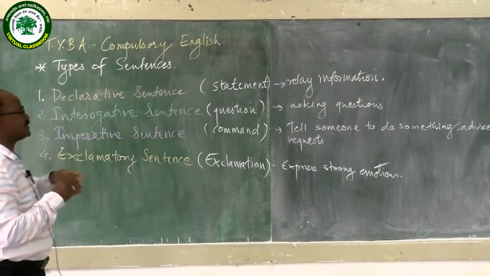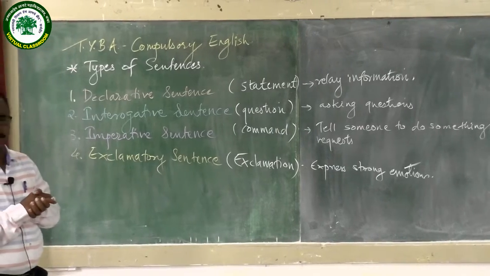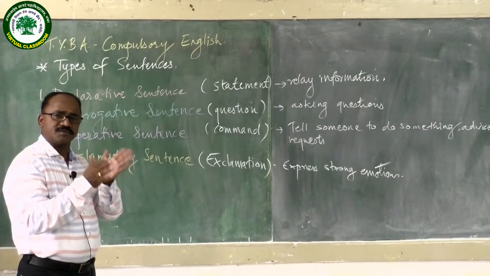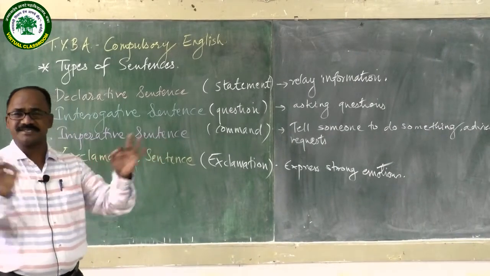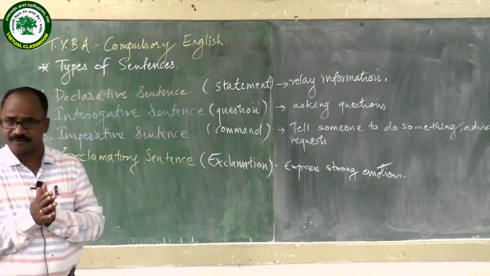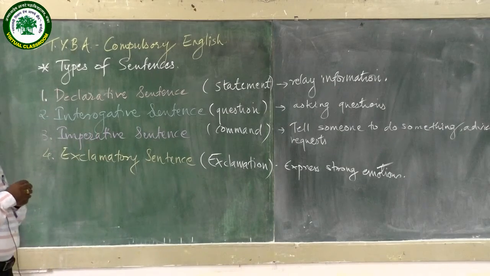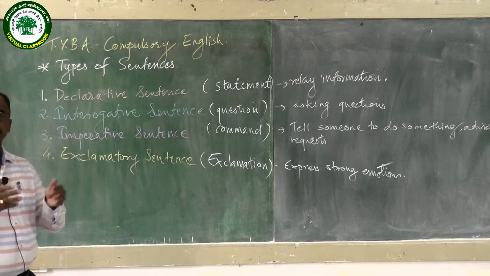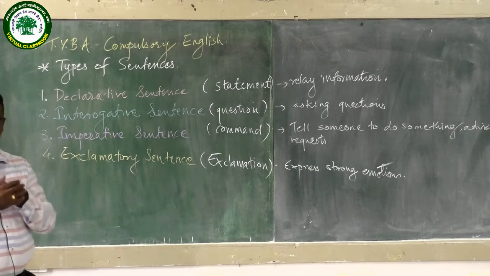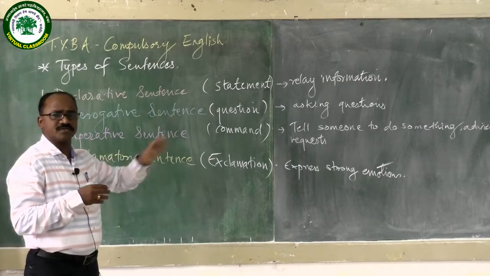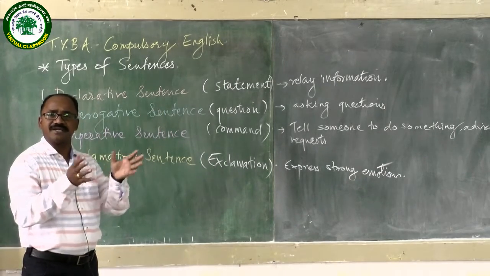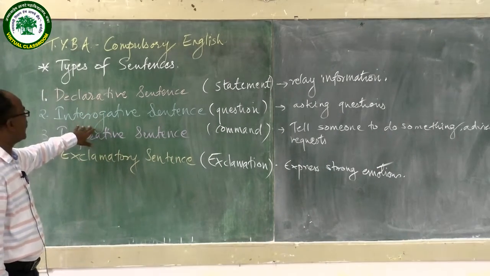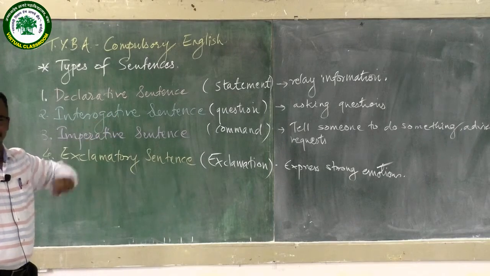Now, first sentence type is declarative sentence. As I told you earlier, this statement is used for making general statements, basic statements in English, like relaying information. Another sentence type is interrogative sentence, which is used for asking questions or clarifying doubts, and with the help of questions we generally ask information to the speaker and the listener, and this type of sentence is called interrogative sentence pattern.